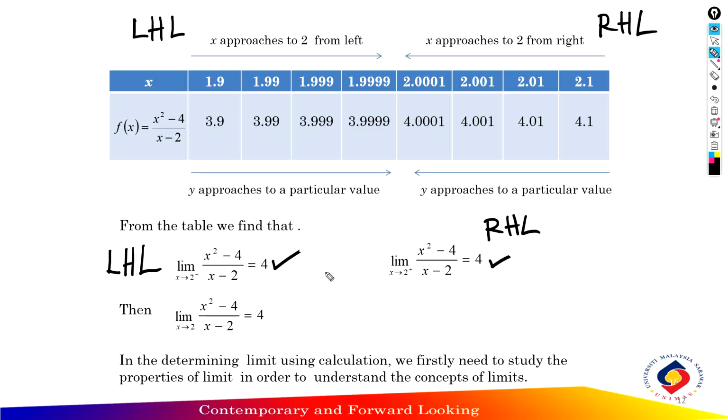Okay, so the limit here approaches the same value from both sides of the function. From the left it equals 4, and from the right it equals 4. And the conclusion: the limit exists. The limit as x approaches 2 of (x squared minus 4) over (x minus 2) equals 4.